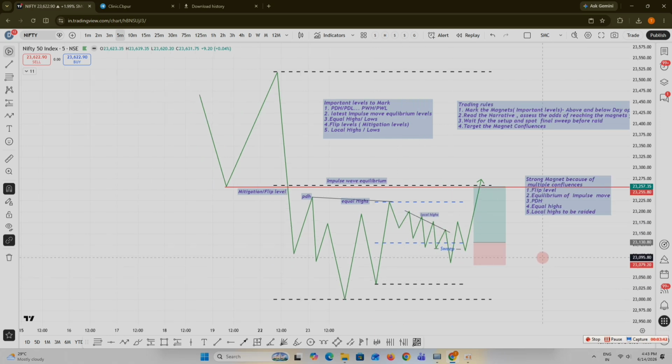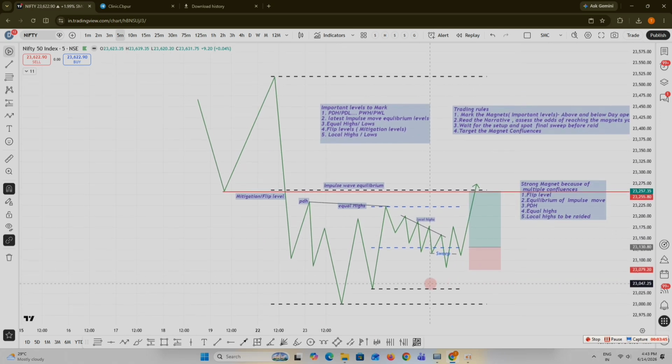In this example, I will be telling why all these levels are important. See, in this example structure, the price after breaking the previous level, this is the previous day high. During retracement, it has not raided the previous day high. Hence, in future, these two points will become strong magnet points. These two will form an equal high. And in the latest impulse move, this is the equilibrium. See, at this juncture, there are four levels which act as strong magnets. That is flip level, equilibrium, previous day high, and equal highs.